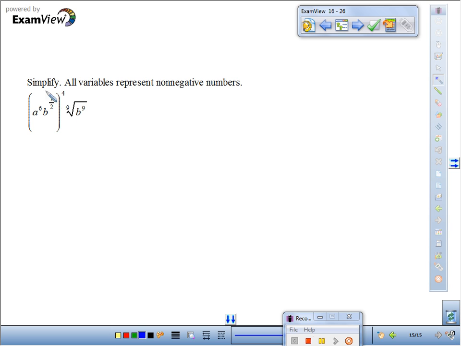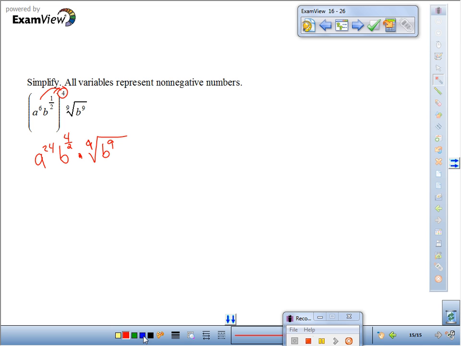Here we go. Simplify. Do you notice that there's an exponent outside the parentheses? Yes. So I'm going to distribute that inside. That becomes a to the 24th. B to the 4/2. Times, I'm going to bring this down, 9th root of b to the 9th.